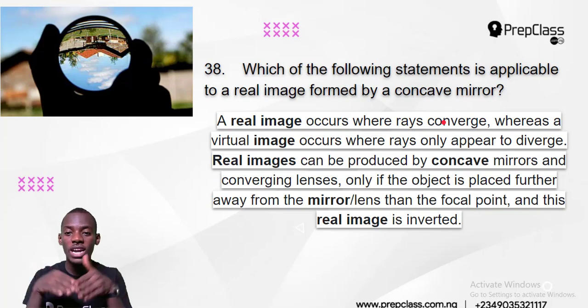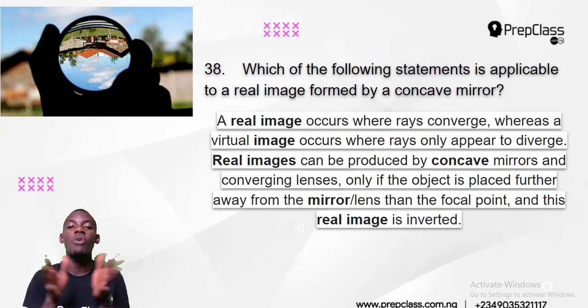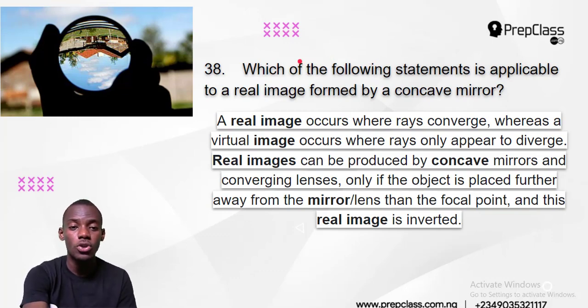That means they come together. Whereas a virtual image occurs when rays only appear to diverge. So when rays diverge or scatter, it is a virtual image. But converging rays create a real image. Now, real images can be produced by concave mirrors and converging lenses only if the object is placed farther away from the mirror or lens than the focal length, and this real image is inverted. You can see it is inverted in the picture.